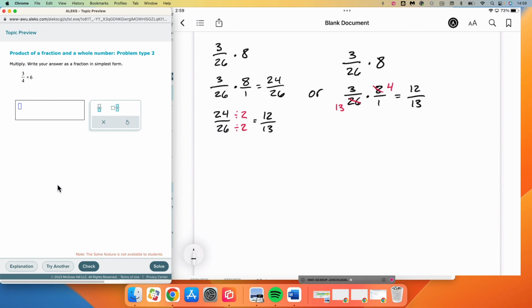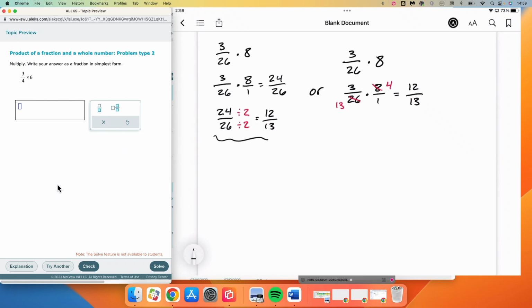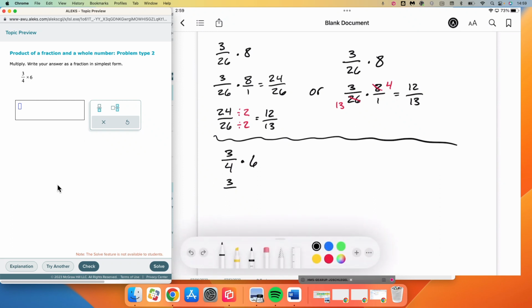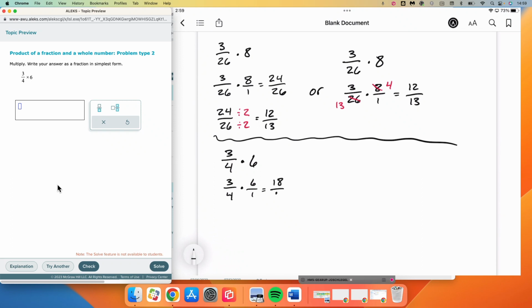Now 3 over 4 times 6. We'll rewrite that as 3 over 4 times 6 over 1. 18 over 4 is where we end up.